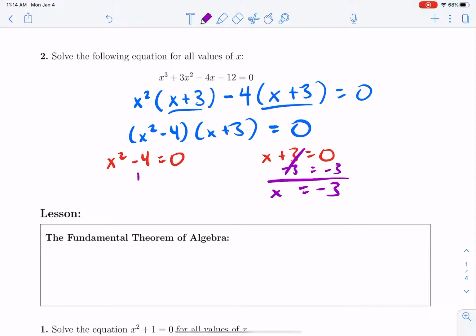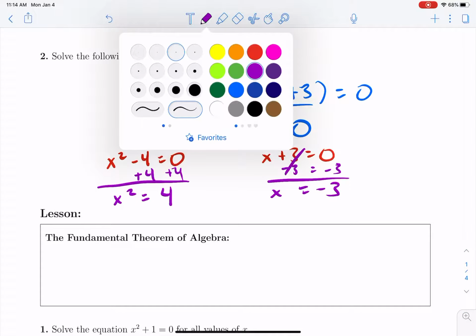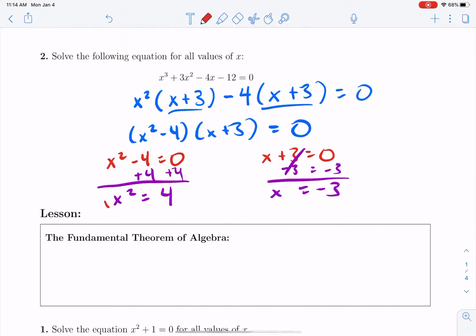For x squared minus 4, I can add 4 to both sides. I'll get x squared equals 4. And now when I take the square root of both sides to solve for x, one thing I have to remember is that my solution for x can either be positive or negative 2. In Desmos, we want to enter that as negative 3, negative 2, 2. We want to list them as a set, a solution set.